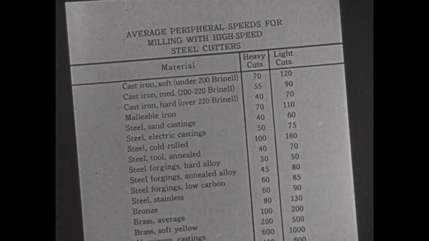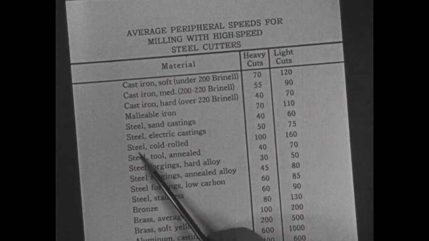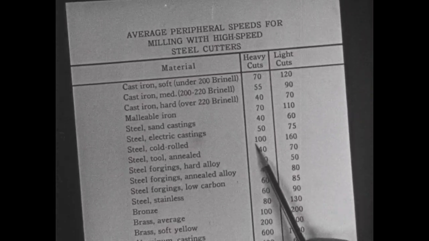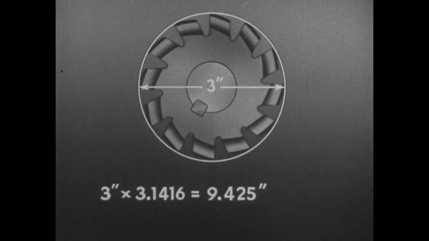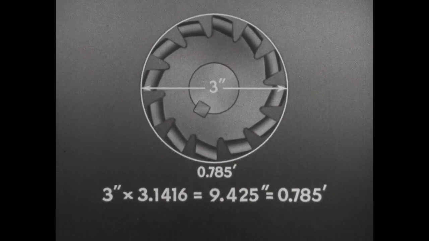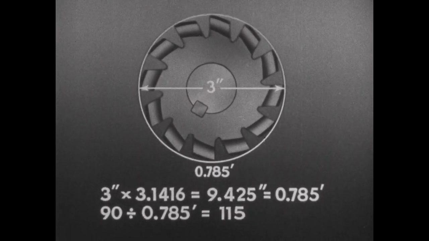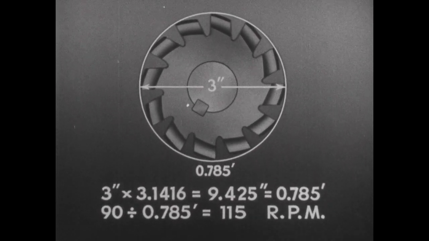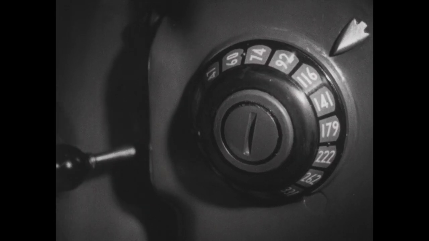A conservative cutting speed for the cold rolled steel gear blank will be used, 90 feet per minute at the teeth of the cutter. Since the cutter is 3 inches in diameter, its circumference is almost 8/10 of a foot. Therefore, the cutter speed should be 115 RPM. The nearest speed to that calculated is selected, 116 RPM.